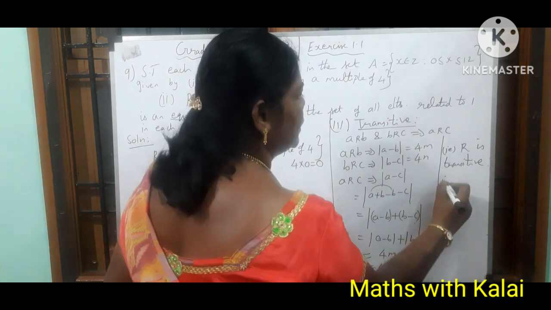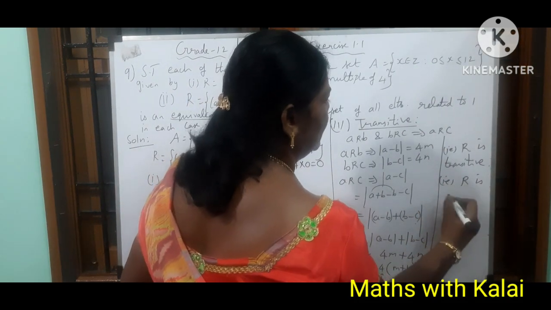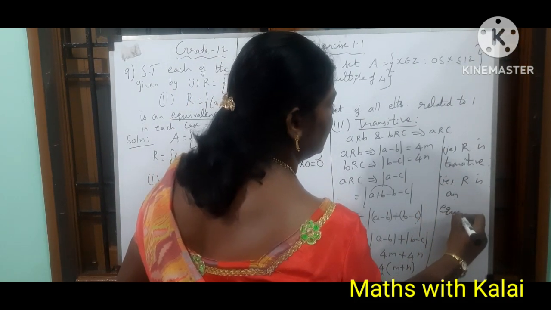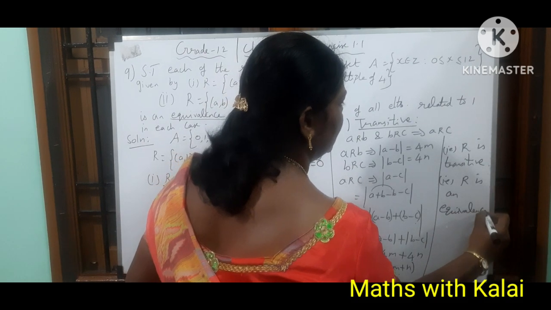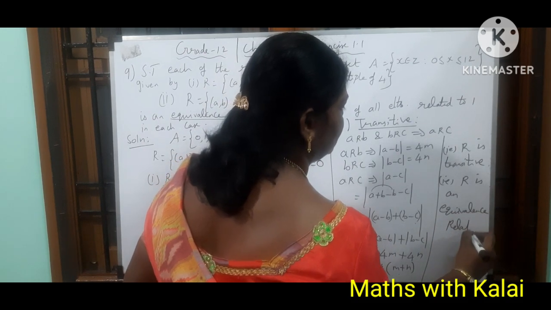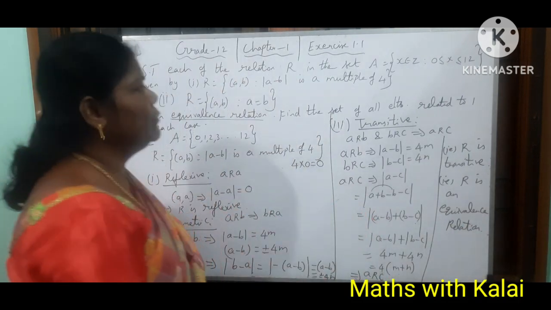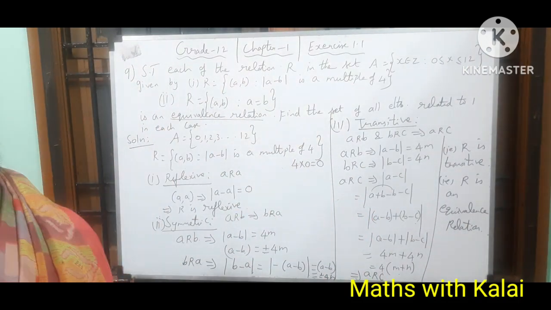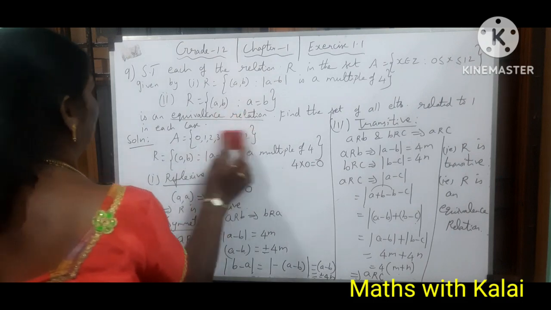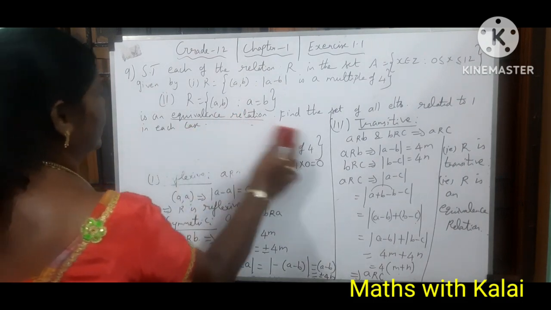That is, R is an equivalence relation. So for the first subdivision, we have proved that the relation R is an equivalence relation. Now let us move on to the second subdivision.